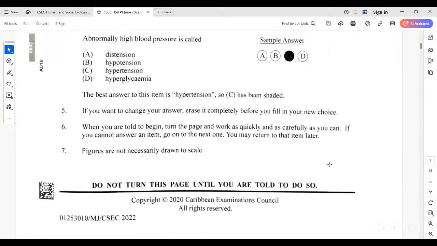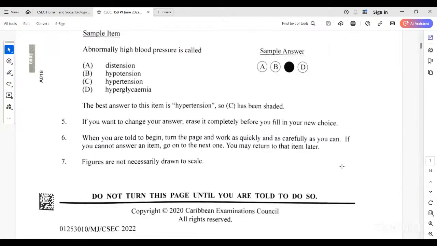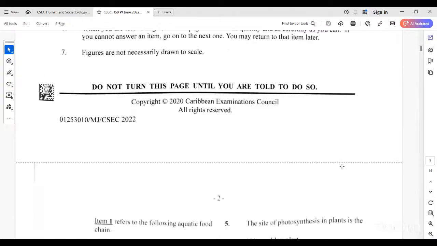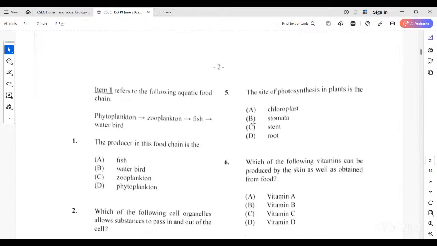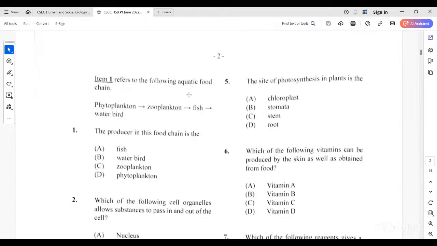So your favorite principal here is taking you through this paper. Let's get started with item number 1, which refers to the following aquatic food chain: phytoplankton, zooplankton, fish, water bird. And straight away, you should see this as a familiar question.